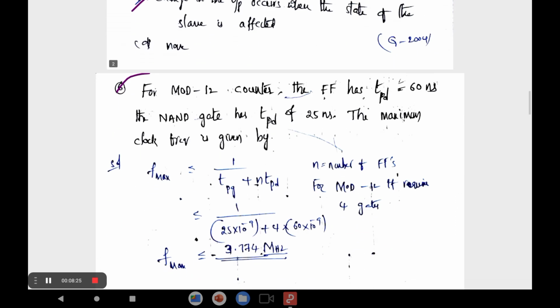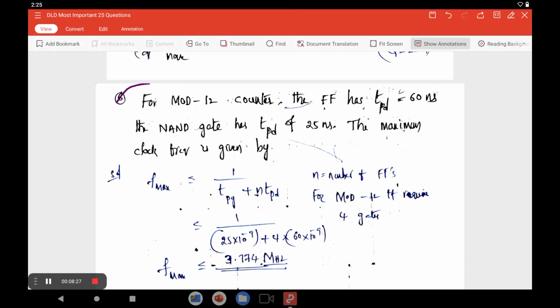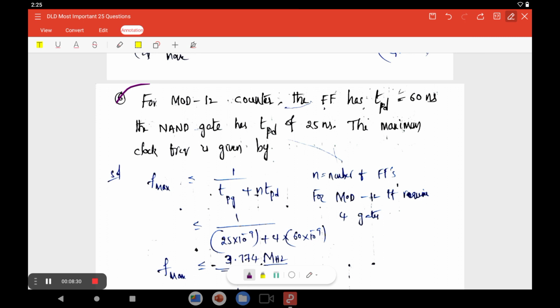What is question number 6? A mod 12 counter, the flip-flop has a TPD equal to 60 nanoseconds and the NAND gate TPD is 25 nanoseconds. So they mentioned the propagation delay of the flip-flop and the NAND gate also. The maximum clock frequency formula is F max less than or equal to 1 by TPG plus N into TPD, where TPG is the propagation delay of the gate, N is the number of flip-flops, and TPD is the propagation delay of the corresponding flip-flop.